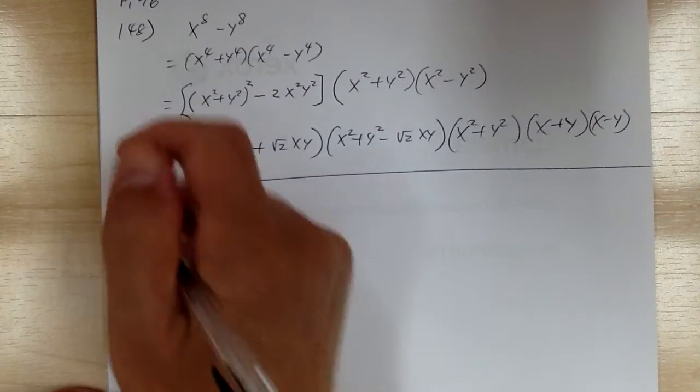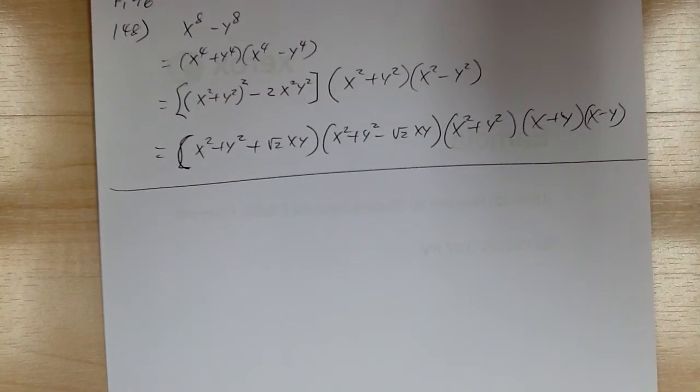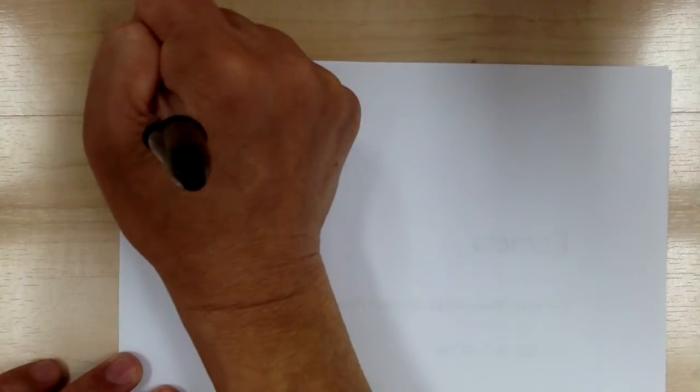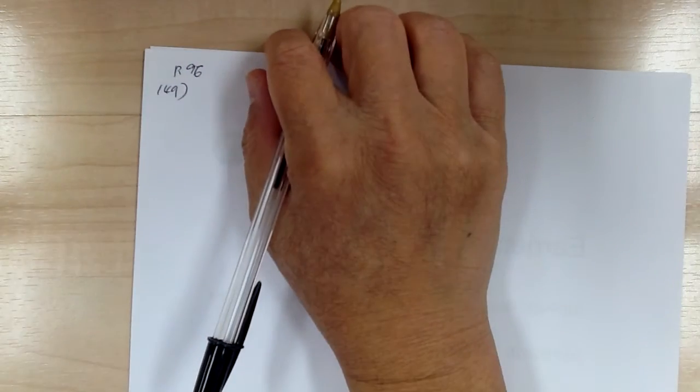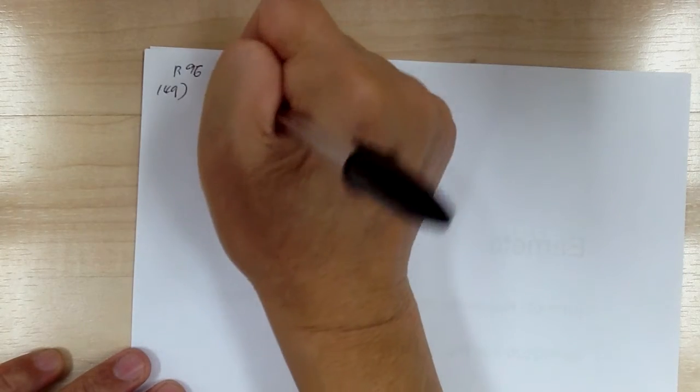Okay, let's go to 149. Let's use a new sheet. Number 149: you want to simplify this expression.